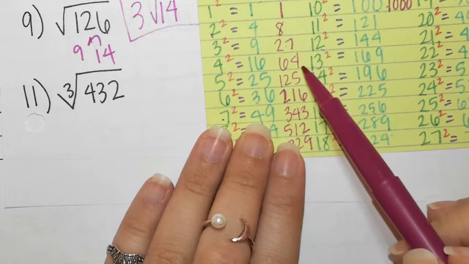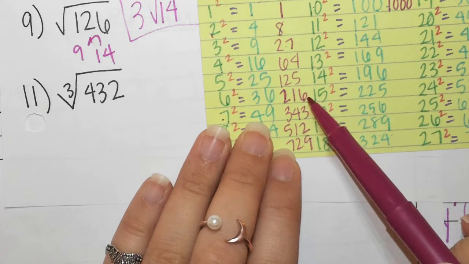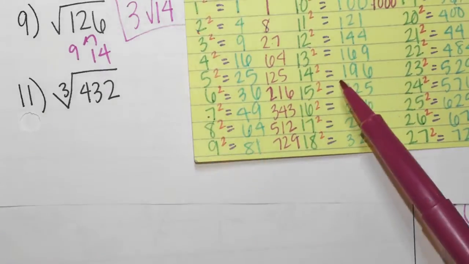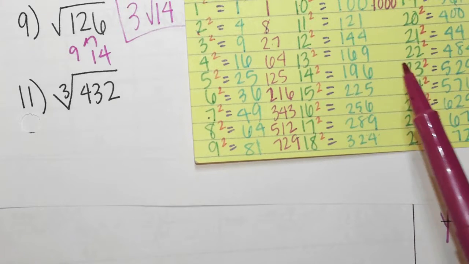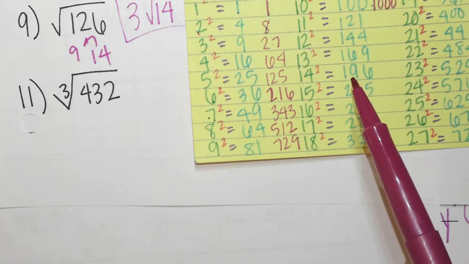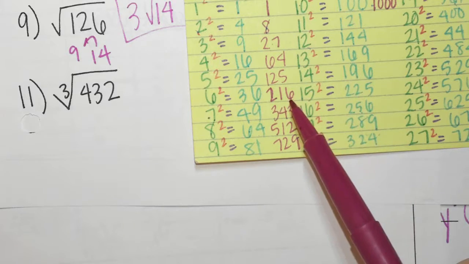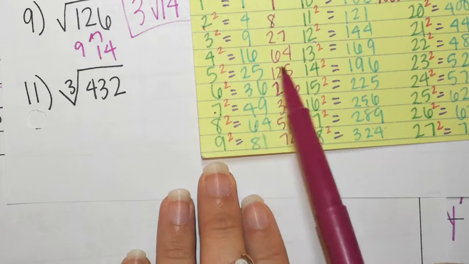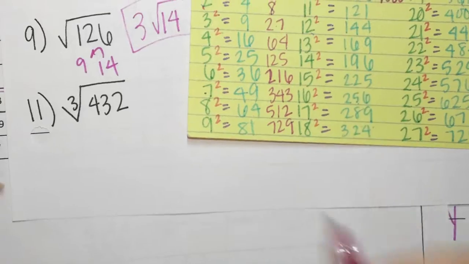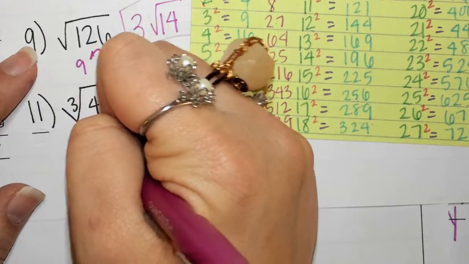I got you. 216. Okay, so do 432 divided by 216. Tell me what you get. 432 divided by 216 is 2? 2, yes. Okay. So that's our biggest, 216 and 2.